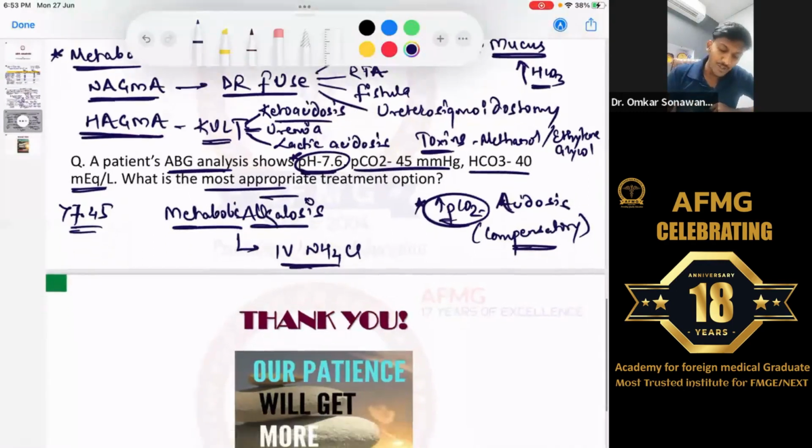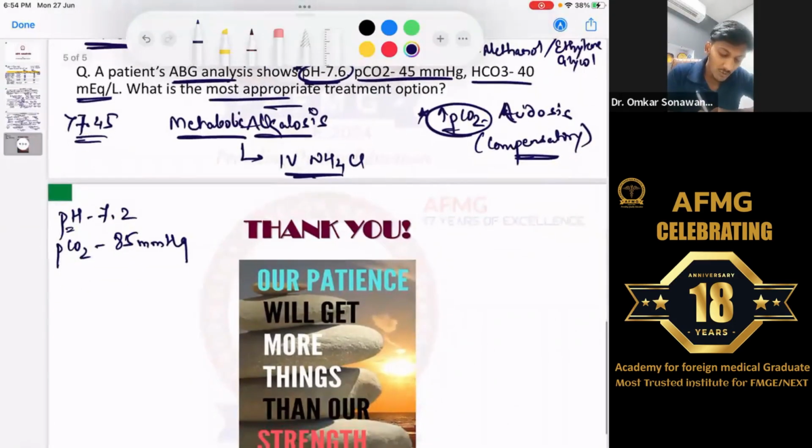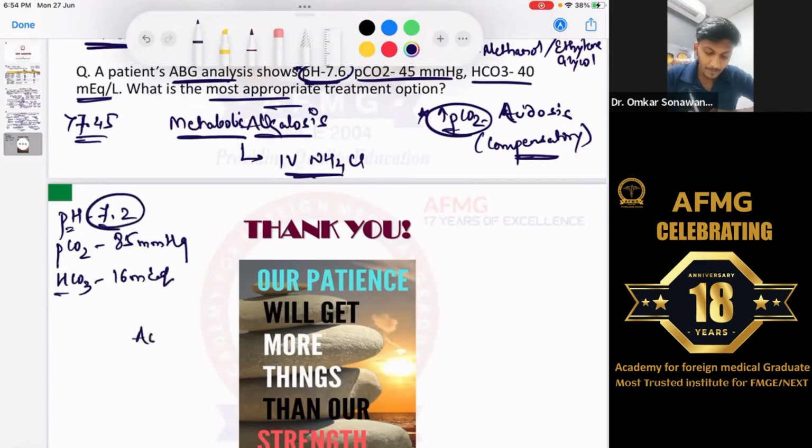Sometimes the question can be like this. Please remember, I will give one example and you will tell me what this condition is. Here the patient's pH is around 7.2. The patient's PCO2 value is around 85 mm of Hg, whereas the patient's bicarbonate value is somewhere around 16 milliequivalents. So what does the patient have? If the pH is 7.2, less than 7.35, the patient is having acidosis. Which type of acidosis? The PCO2 value is more than 40 mm of Hg, it is around 85. Definitely, it is respiratory acidosis.